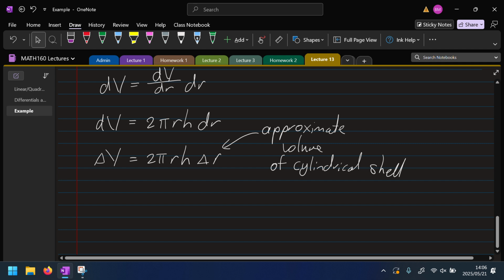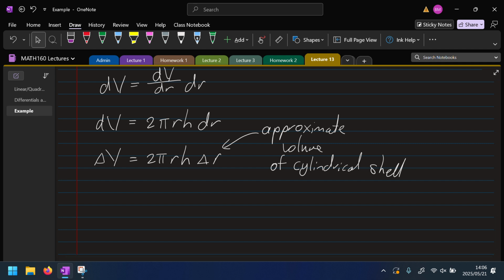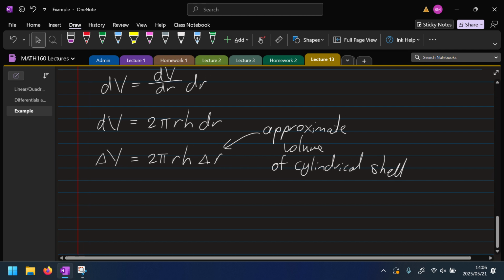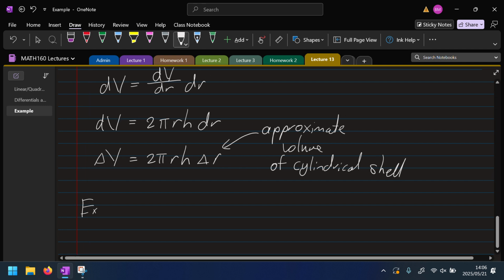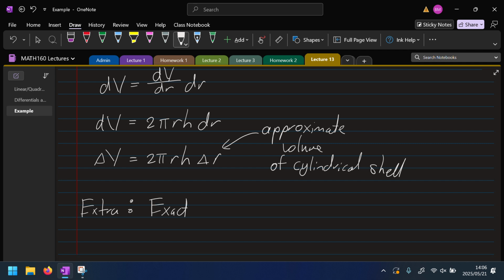Now we're going to look at the exact volume and see how it compares. This is just extra. So in the test and stuff, if the question says find the approximate volume, don't carry on finding the exact volume. Please read the question. This is just extra stuff.